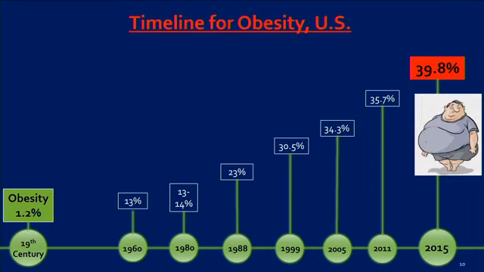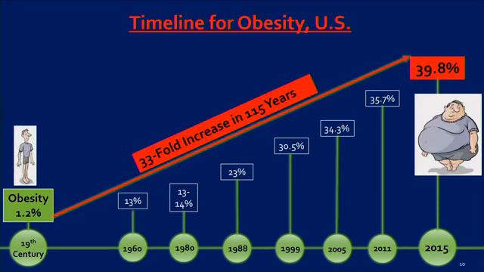Obesity. We know from the 19th century, from studies in prisoners in Nebraska and Texas, obesity was 1.2% in men 18 to 80 years of age. It rises. By 1960, we're at 13%. 1988, 23%. 2015, 39.8%. So over a period of roughly 115 years, obesity is up around 33-fold.